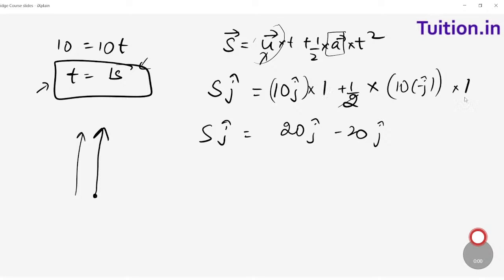Okay, 1, which means I will have a 10 j cap here, and I'll have a minus 5 j cap.